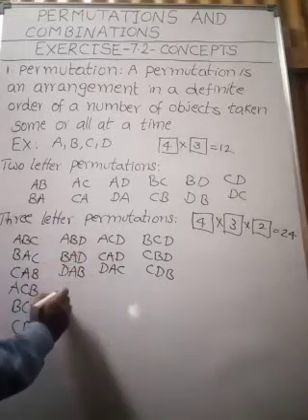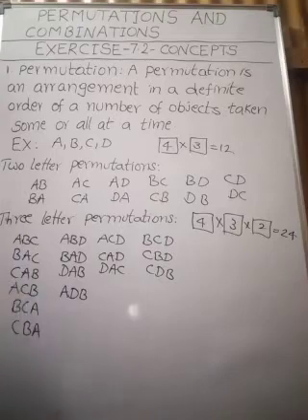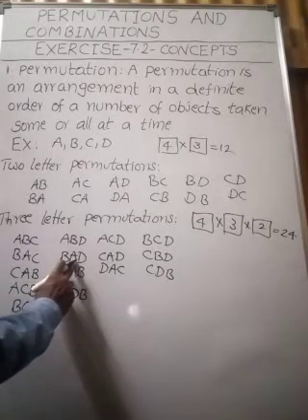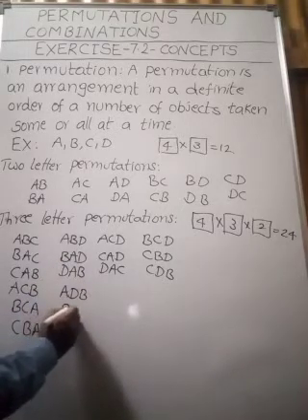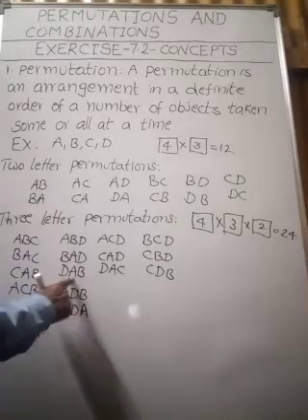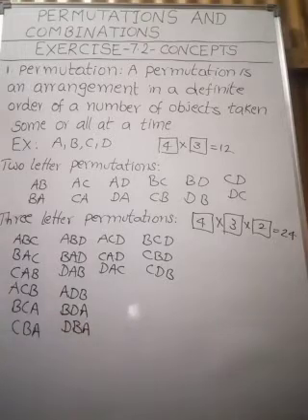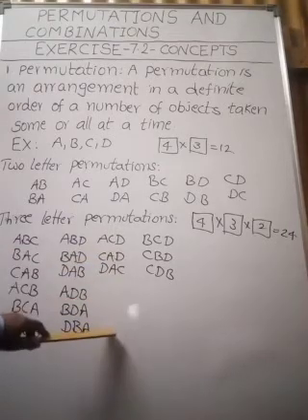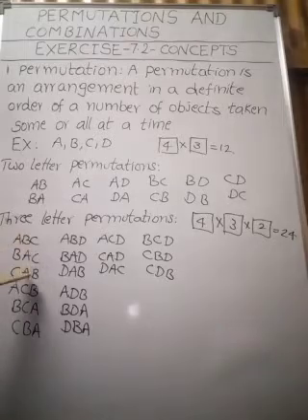ABD, ADB. Okay, my children. Next, BDA. This one, DBA. Understood these arrangements, my children? Similarly, we can write 3 more arrangements. Here also we get 3 more. Total 1, 2, 3, 4, 5, 6.